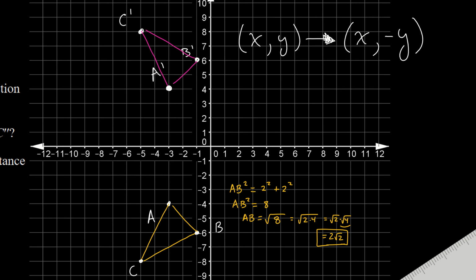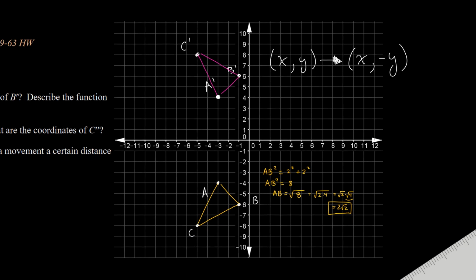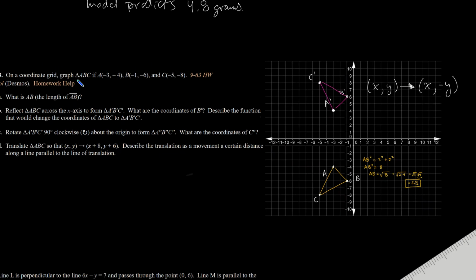X's stayed the same. So you can see the -3 stayed the same for both A and A prime. -1 stayed the same for both B and B prime. And -5 stayed the same for both C and C prime. What happened was that the y's all became the opposite of what they were. They flipped over. It feels somehow related to the absolute value too. I don't know. Maybe not. I have that thought. Let's move on.